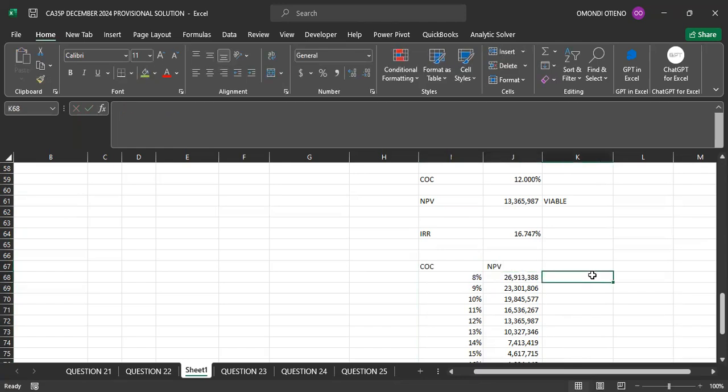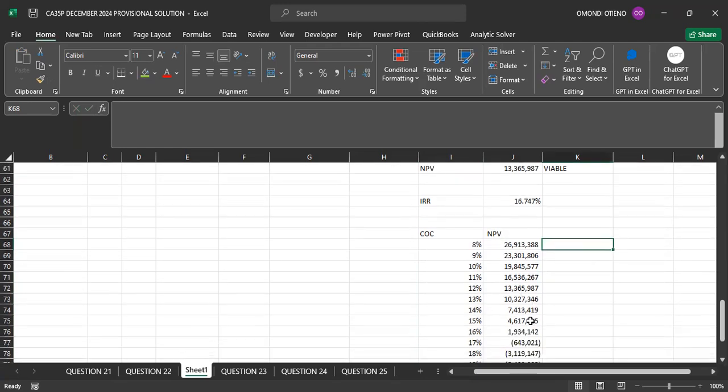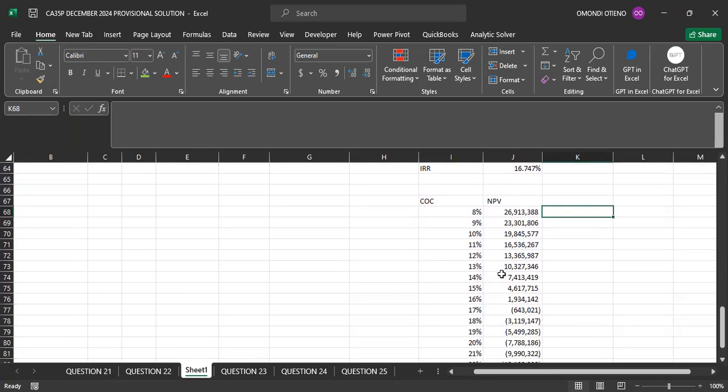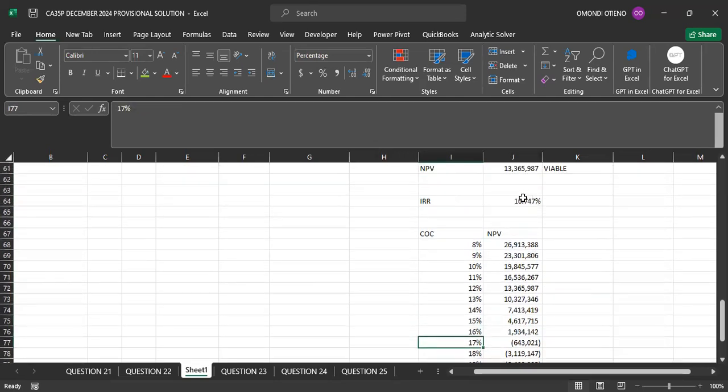At that point, when net present value is 0, that's where our internal rate of return is. So if you just look at it before we take it to the graph, you can see at 16 we have a positive figure. At 17 we have a negative figure. So it is between 16 and 17. That's why you're able to see we have 16.747. So can we transfer this to a graph and still have the same thing?